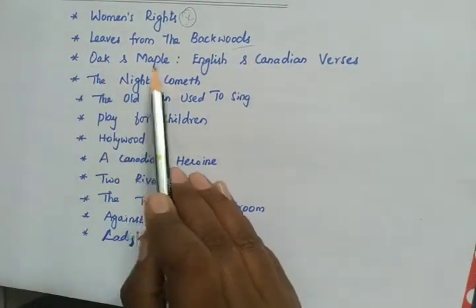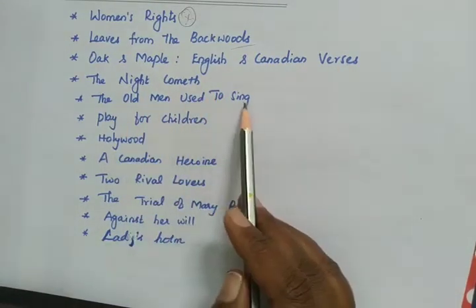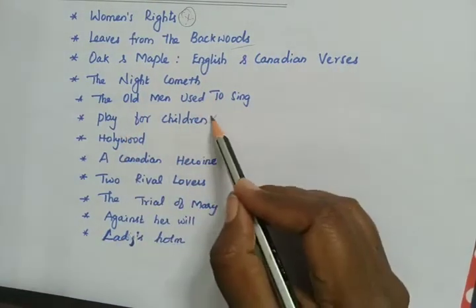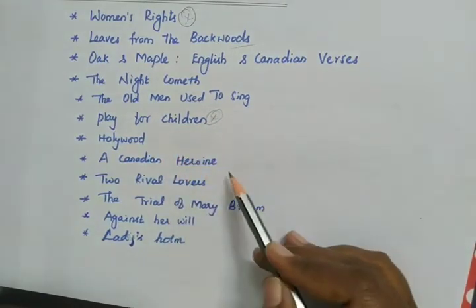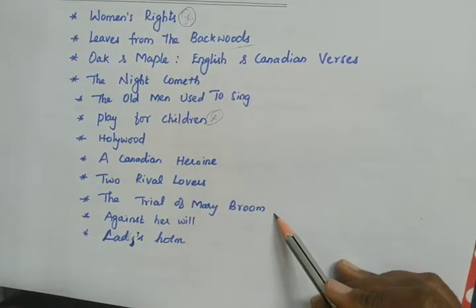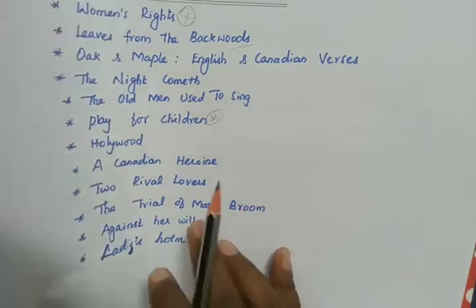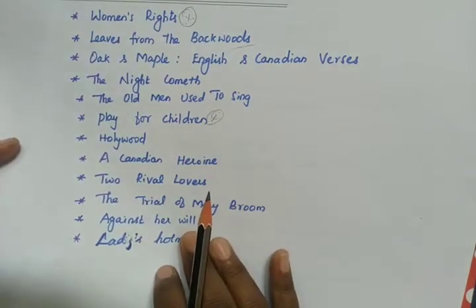Next, Oak and Maple. That is English and Canadian verses. The Night Comet. The Old Men Used to Sing. Play for Children. So remember this. Hollywood. A Canadian Heroine. Two Rival Lovers. The Trial of Mary Broom. Against Her Will. Next, Ladies' Home. So these are various works of Annie Louisa Walker.